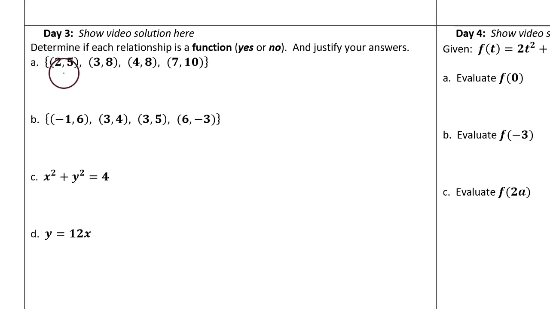When you have ordered pairs, it's common to think of the variables as x and y. When x is 2, y equals 5. When x is 3, y equals 8. When x is 4, y equals 8. When x is 7, y equals 10. Is this relationship called a function?